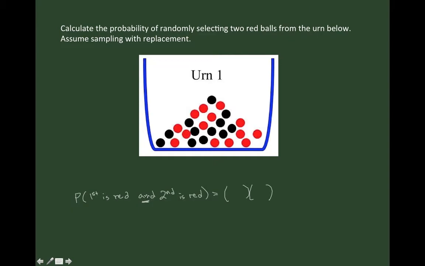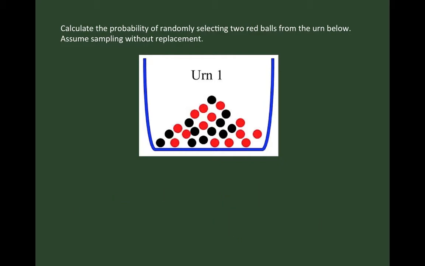That means we would put the first ball back in. And so this probability is calculated by multiplying the probability of drawing a red ball times the probability of drawing a red ball. And again, they're the same probability because we put that first ball back in. And this simplifies to 49/169. And that is the probability.